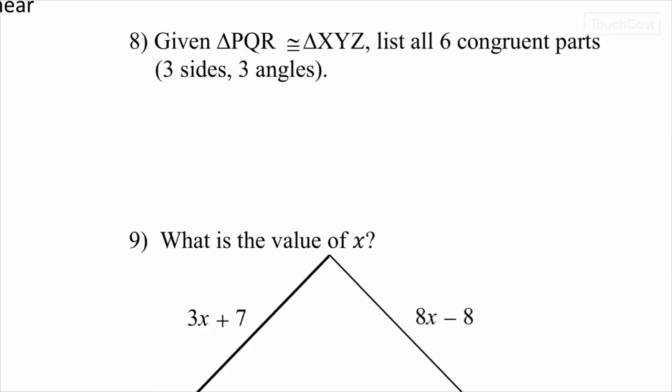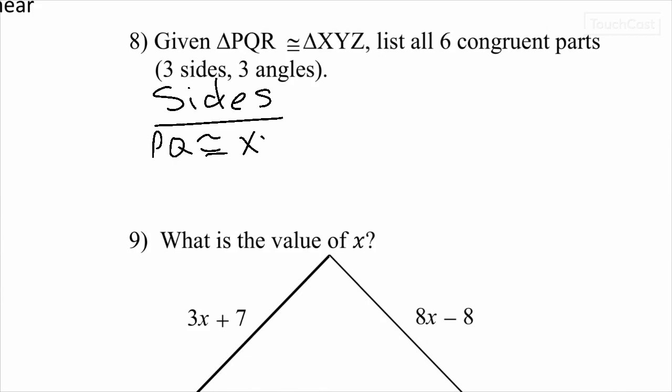Okay, for number 8, this is pretty easy. I'm going to write sides here so I stay focused. If I do these sides, just real quickly, PQ, because it's in that order, is going to be congruent to XY. So I'm going to write that. Side PQ is congruent to side XY. And then I can do the same thing with QR and YZ. So side QR is congruent to side YZ.